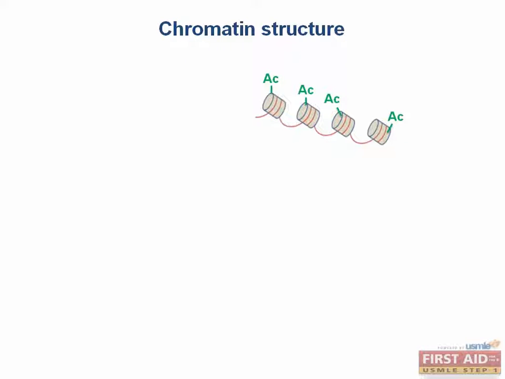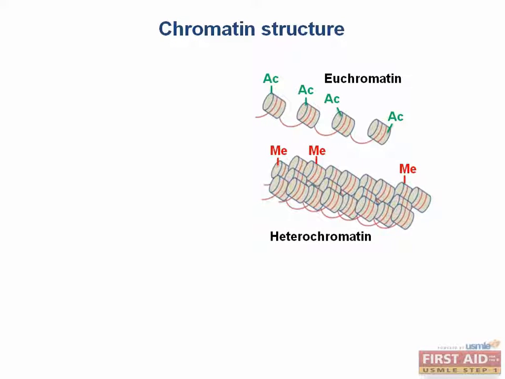But in general, adding acetyl groups or removing methyl groups allows it to be more accessible to RNA polymerase and other transcriptional machinery. This is known as euchromatin, which you can see here. In the opposite situation, having more methylation or less acetylation results in tighter binding of DNA to histones so that it can't be transcribed, and this is called heterochromatin. So which is transcribed more, heterochromatin or euchromatin? That would be euchromatin, since it's more accessible to the transcriptional machinery.